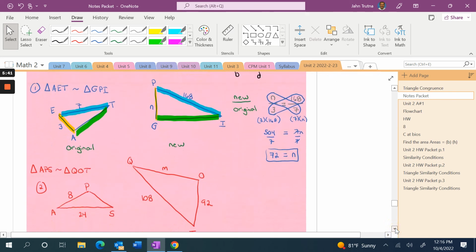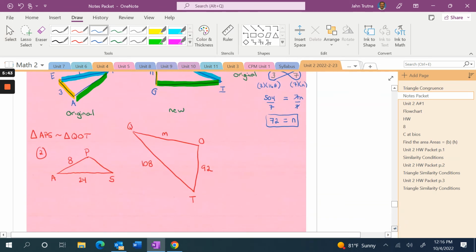So in number 2, same idea. My original triangle is going to be triangle APS. My new triangle is going to be triangle QOT. And you can see right here, number 2, I'm given the statement that triangle APS is similar with triangle QOT. So I'm going to solve for the missing length, which is M.